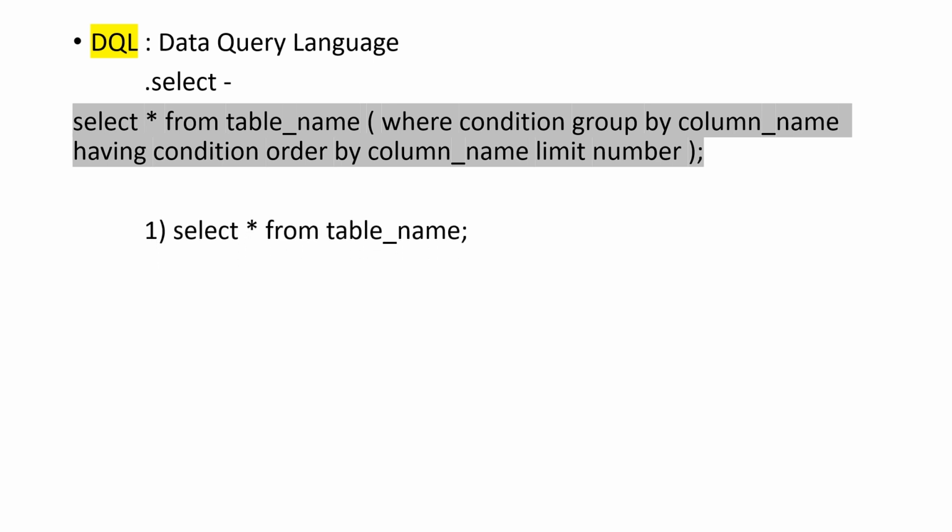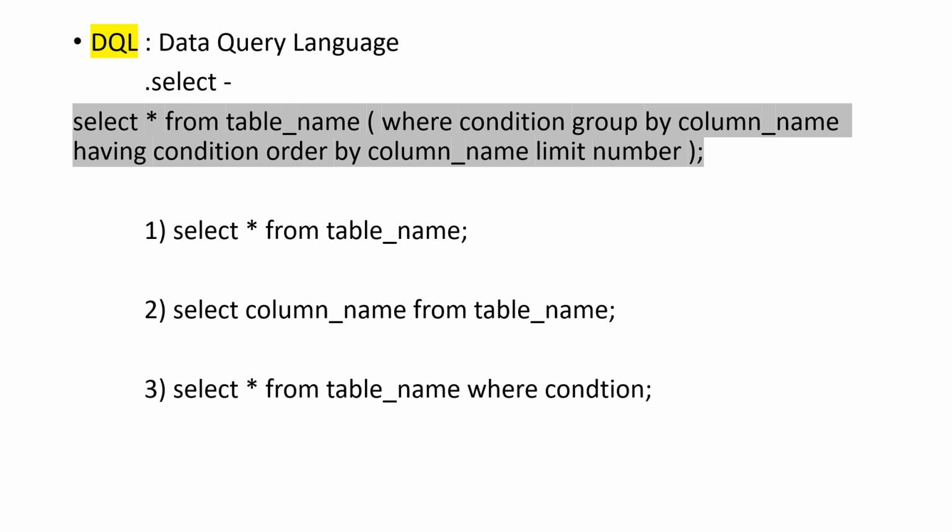So let's see the basic syntax of the select. We're going to use the asterisk symbol for getting all the tuples and all the columns from the table. So select star from table name. The second way is we want a particular column from the table. So we use select column from table name. And the third way is if you want to select particular tuple and want to get all the columns from the table, then we use select star from table name where condition.